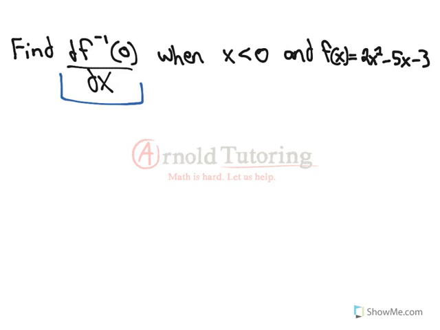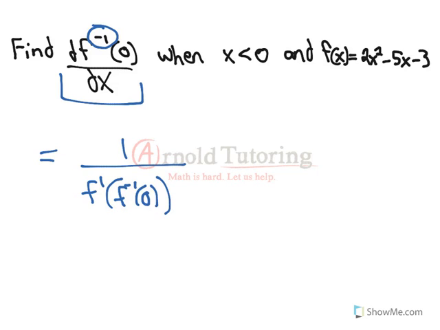As soon as we see something like this, which is asking for the derivative of the inverse function, remember this f to the negative 1 means the inverse function, and then d by dx is the derivative. We just need to remember one formula that equals 1 over the derivative of the original solved at the answer to that inverse.